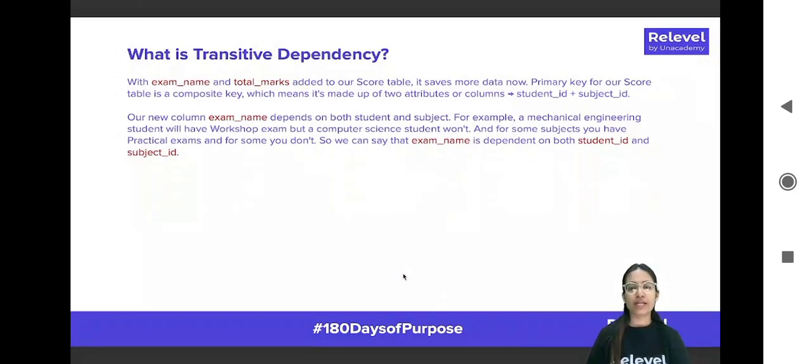Okay, that is student ID plus subject ID. Now, the moment you add exam name, right? Now, exam name is an attribute. It depends on both the student and the subject, right? For what subject are you giving the exam and what student is giving the exam, right? For example, a mechanical engineering student will have a workshop exam, right? But a computer science student won't, right? And for some subjects, you have practical exams, and for some, you do not have practical exams, right?